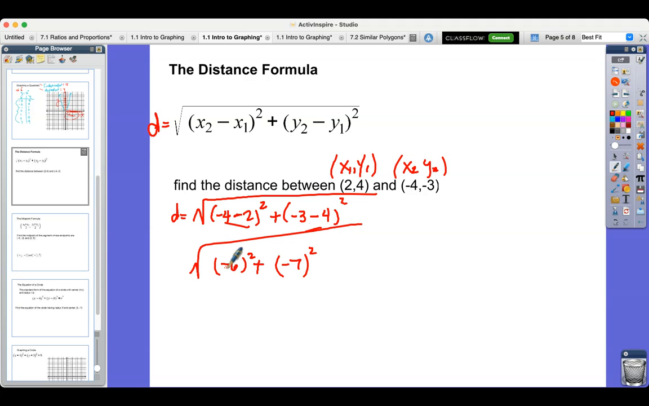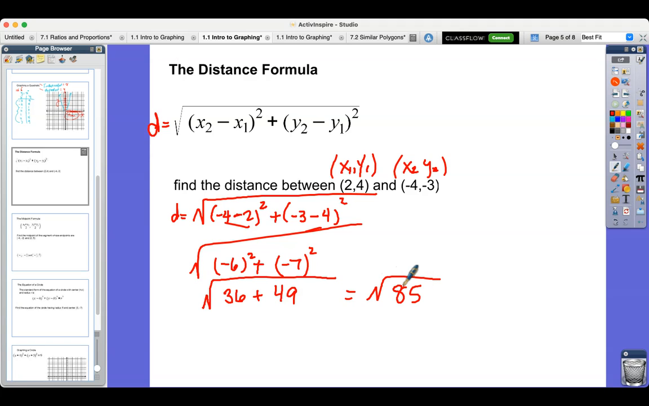Good. So now we go ahead and square it. -6 times -6 is positive 36, plus -7 squared is positive 49. You still have the square root. Now let's add them up. You can't square them individually, you have to put them together. So 36 plus 49 gives us the square root of 81.